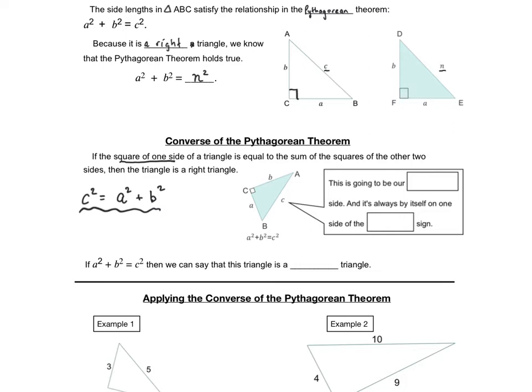And in doing so, C is going to be our hypotenuse, or our longest side. It's always by itself on one side of the equal sign. As you can see, did it matter which side? We had C squared over here, we had C squared over here. The equal sign allows us to flip it back and forth. So looking here, if A squared plus B squared equals C squared, then we can say that the triangle is a right triangle. Again, it allows us to prove that, same information.